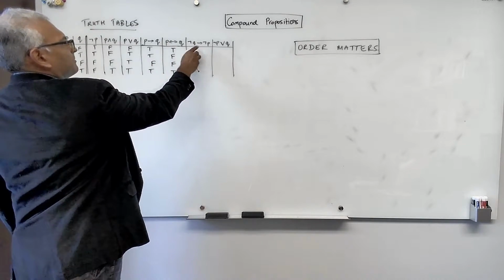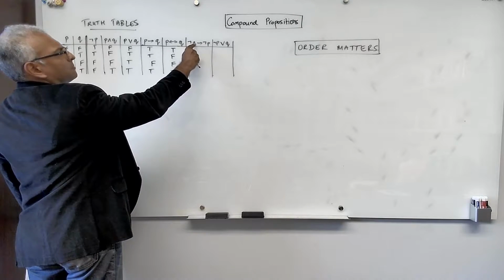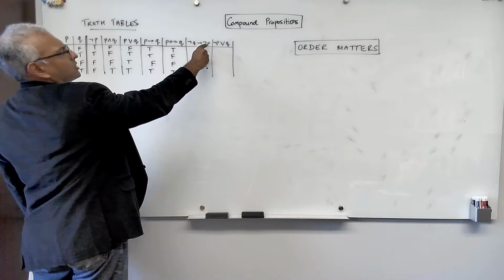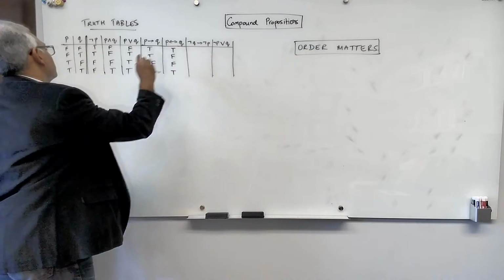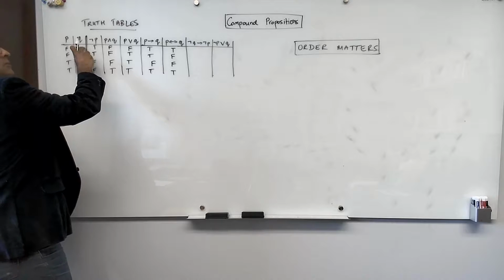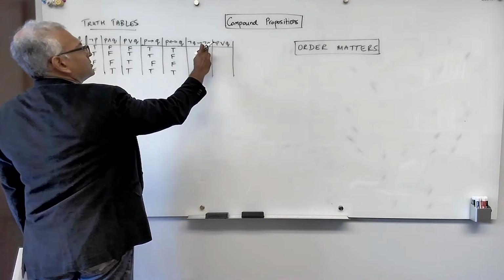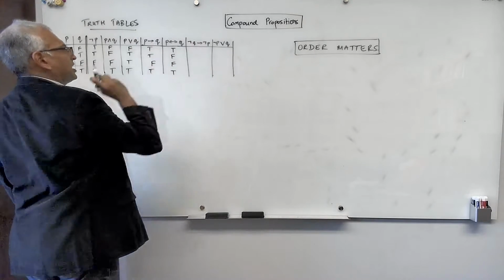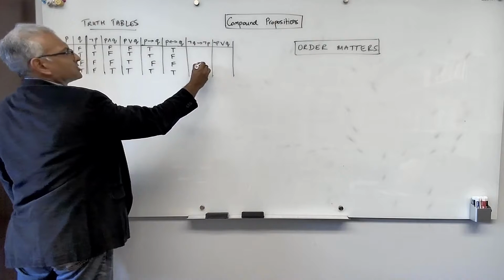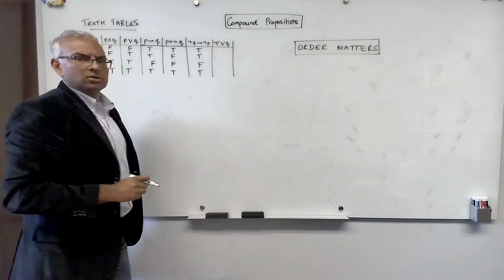Okay. So not Q implies not P would only be false when not Q is true and not P is false. So not Q is true when Q is false. So Q is false. Okay, and not P is false when P is true. So Q is false, P is true. So only in this situation is this implication false. Okay, so this is false. Everywhere else it's true.